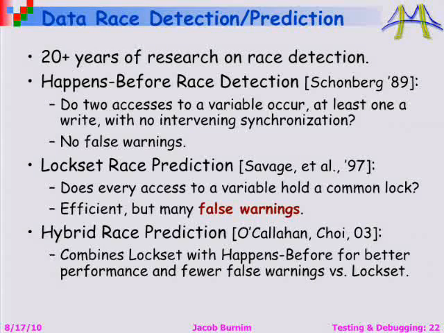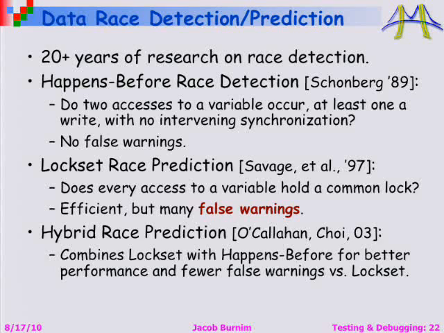This goes back to the end of the 80s. This is happens-before race detection, right? And this is a technique for detecting races. So it looks at the trace and it really just asks, whenever you see two accesses to a variable and at least one of them is a write, is there an intervening synchronization between those two threads? Right? And if there's not, then those two statements could happen right next to each other in time, and that's a data race. So this technique is nice because it has no false warnings, but we might want to predict races that happen not just on the execution we saw, but on other executions.